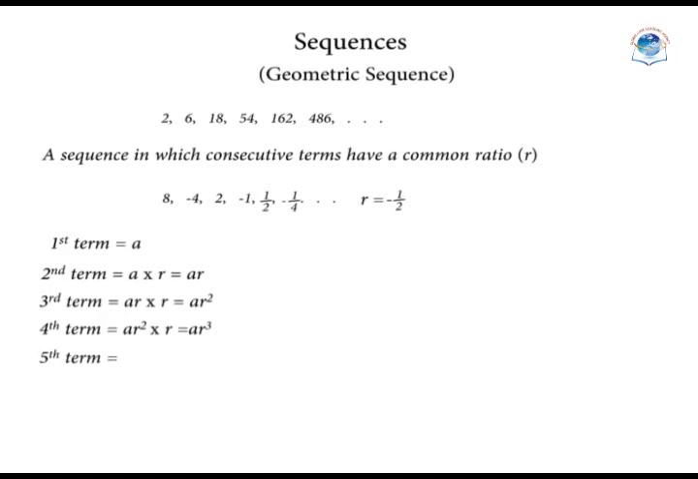The fifth term is obtained by multiplying the fourth term by R, so we have AR cubed times R, giving us AR raised to power 4. You should realize that the power of R in each case is 1 less than the position of the term. And so if you wanted the 10th term, it will be given by AR raised to power 9. In general, the nth term of a geometric sequence is given by nth term is equal to A R raised to power n minus 1.